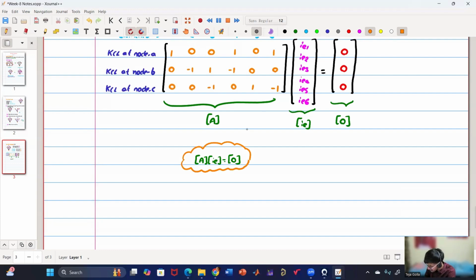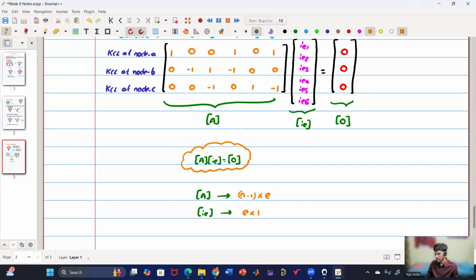So now what will be the size of matrix A and what will be the size of matrix IE? If you see, matrix A is obtained by applying KCL at n minus 1 nodes, right? So the number of rows are n minus 1 and the number of columns are elements. So n minus 1 cross number of elements. Whereas IE is element currents, and it's a column vector. So it has E rows and 1 column.